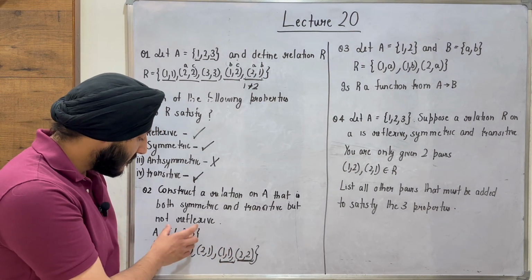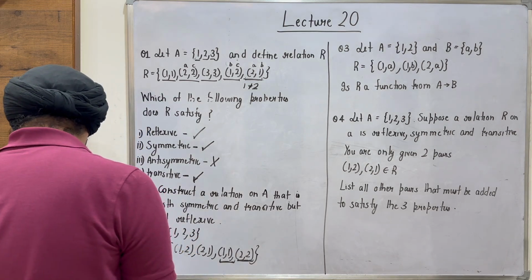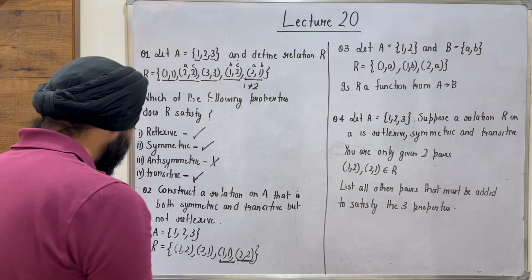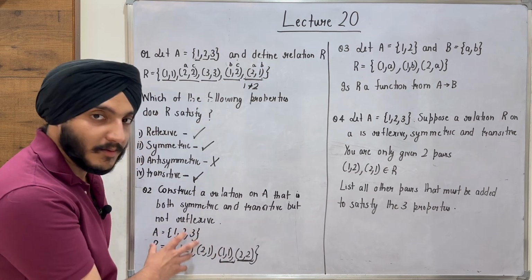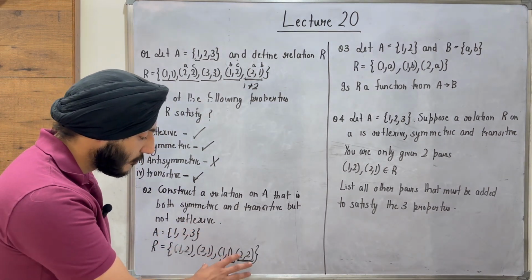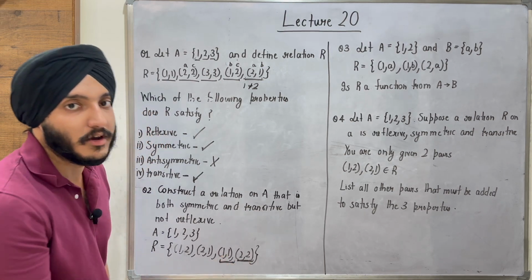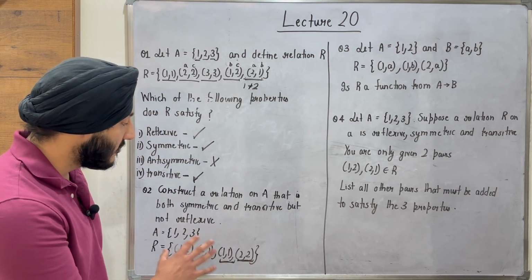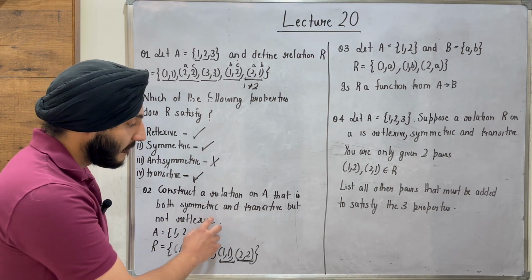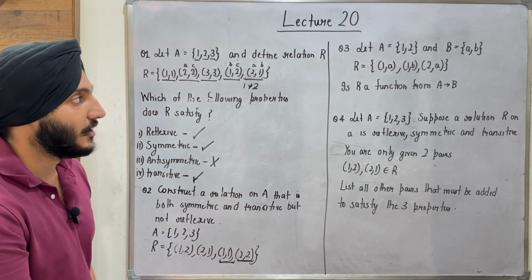But in the set of A, I had three elements. So I had 1, 2, and 3. But if you look at it, I have 1 related to itself, 2 related to itself, but not 3 related to itself. Hence, in this case, this is going to be symmetric and transitive, but not reflexive relation.